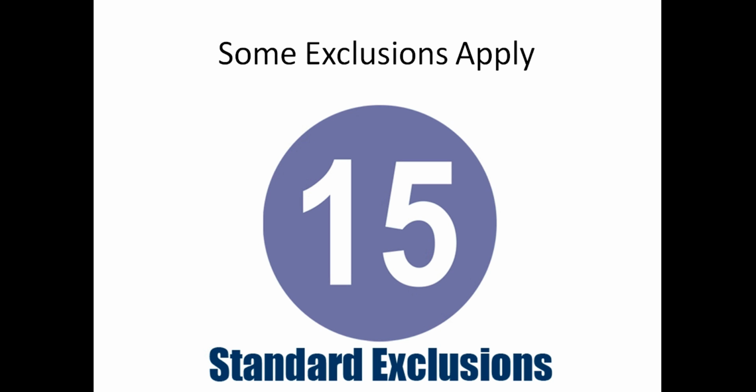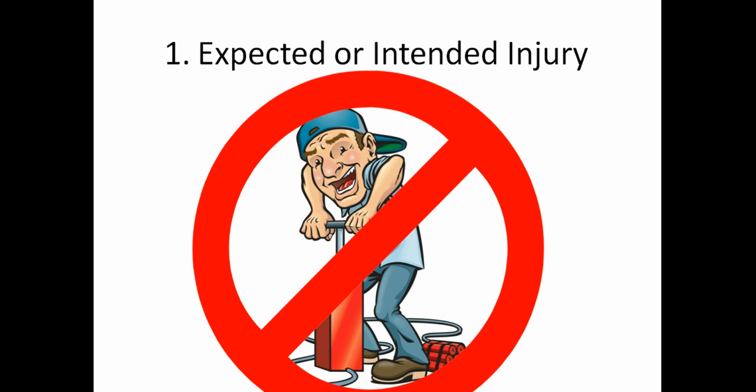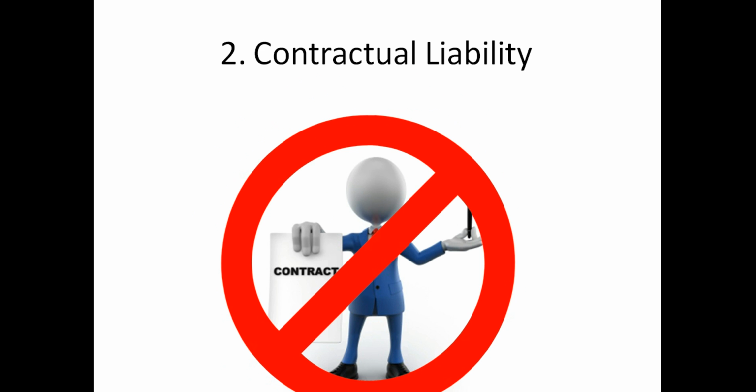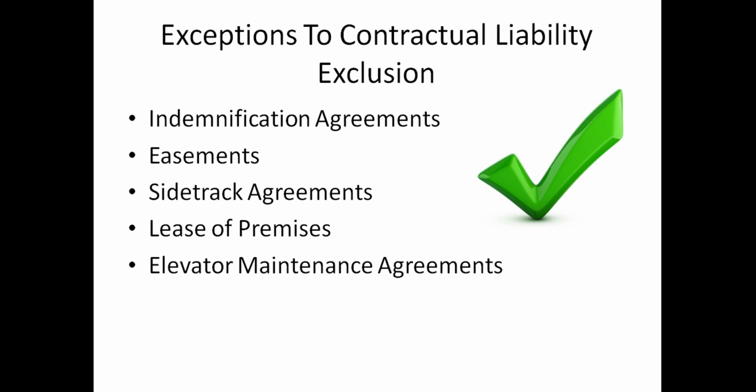There are 15 standard exclusions that are in all general liability policies. We're going to go through those one by one. First of all, insurance is for accidents. It's not for things that you expected or intended to happen. You can't just go out and assume liability in a contract and expect it to be covered. Contractual liability is excluded. However, there are a few exceptions to that, particularly indemnification agreements. Those are a very important part of construction contracts, and those are considered insured contracts.